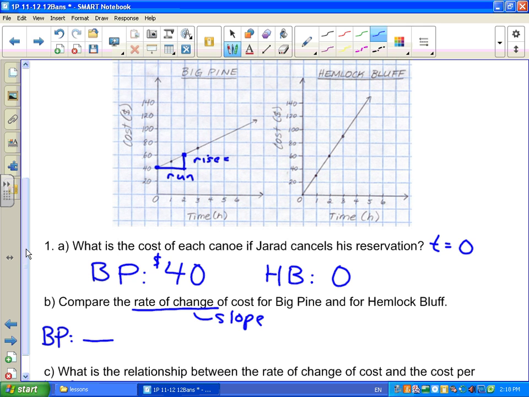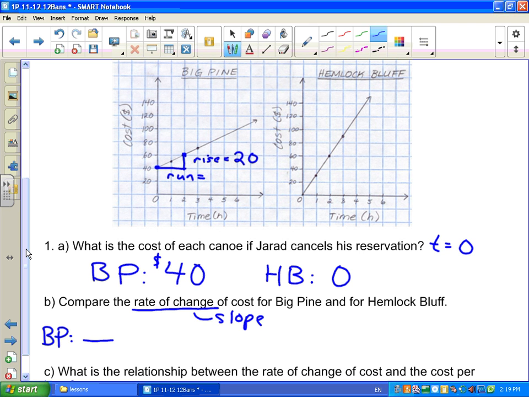What is our rise for Big Pine if I'm going between these 2 points that I've drawn the triangle in between here? How much is this going up by between these 2 points? Okay. Logan, how much is this going up by from here to here? What's our rise? Well, it ends at 60, and where does it start? Where is it starting here? Yeah, 40. So what's our rise? What's the change in between those two? 20. Yeah, it's going up by 20.